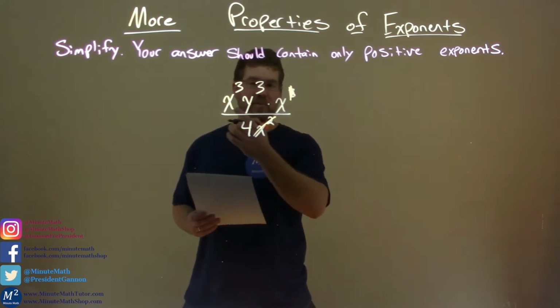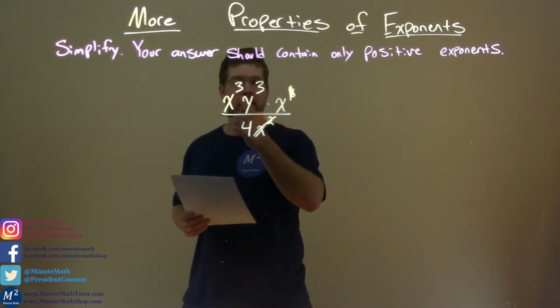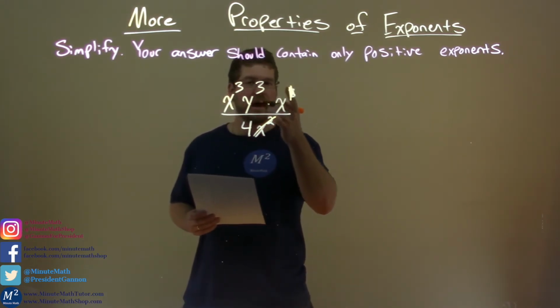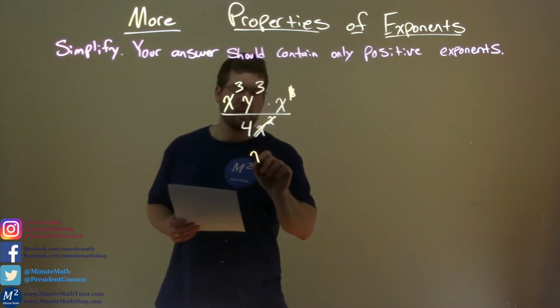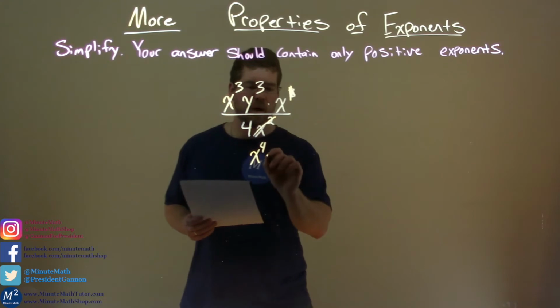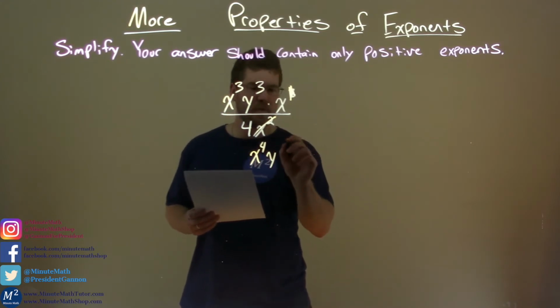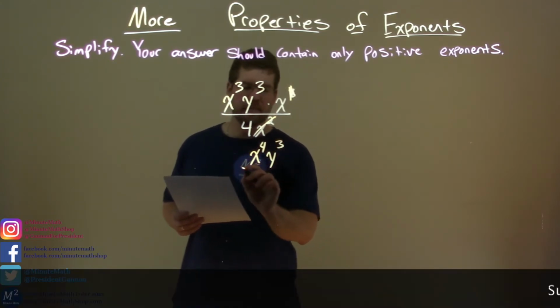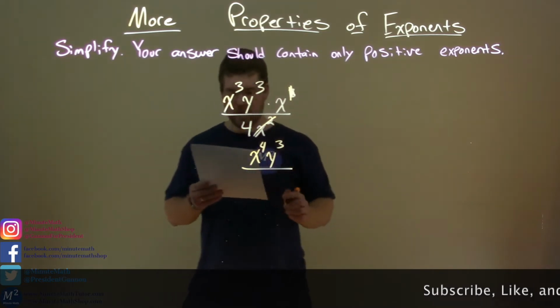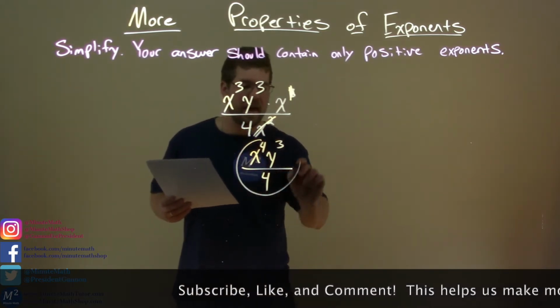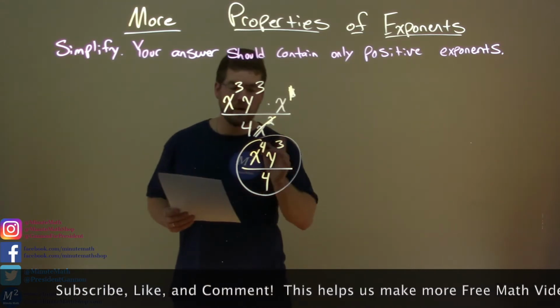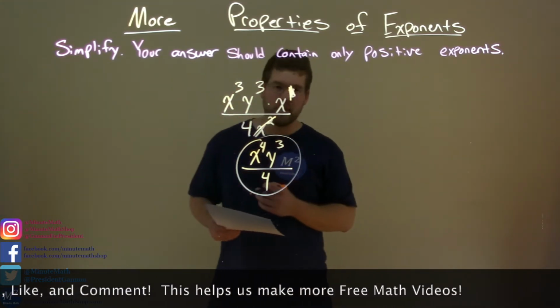So now let's go combine our like terms in the numerator. X to the third times x. Add the exponents. There's a 1 there. 3 plus 1 is 4. So we have x to the fourth power. Y has nothing else that can be combined with it. Y to the third power, all over our denominator, which is just 4. And that's actually it. We're done. X to the fourth times y to the third over 4 is our final answer.